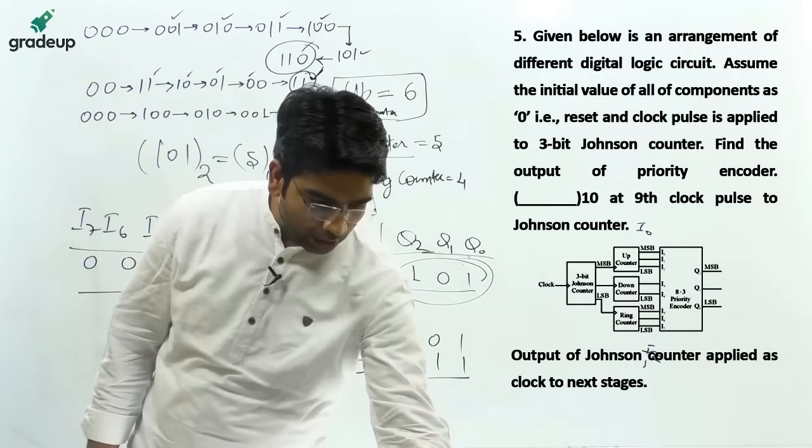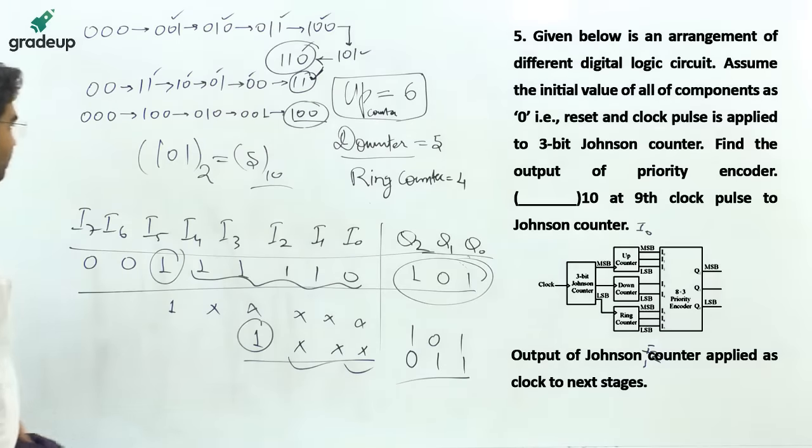Sachin, again, you are looping around 5 only, but you are not getting 5.